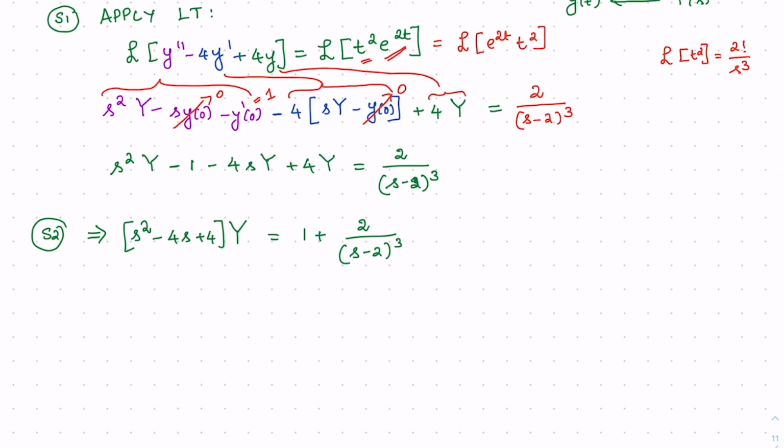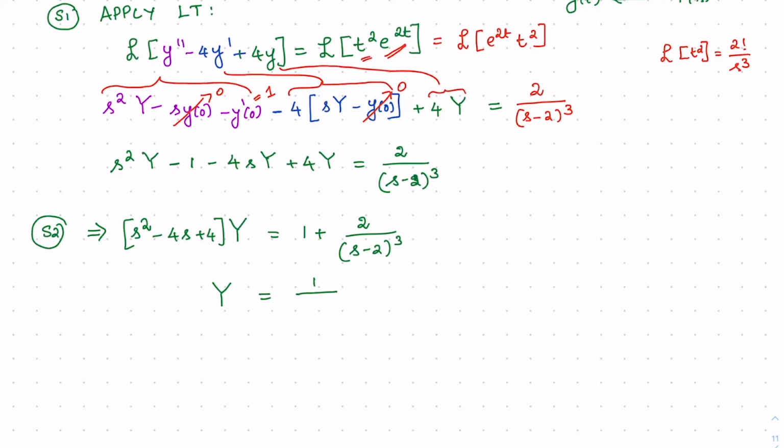Now if I solve for Y, you would agree that Y as a function of s is going to be 1 over, and you're all experts in factoring, s minus 2 the whole squared. Therefore this is going to be 1 over s minus 2 the whole squared, plus 2 over s minus 2 the whole cubed. That is what I am going to have.